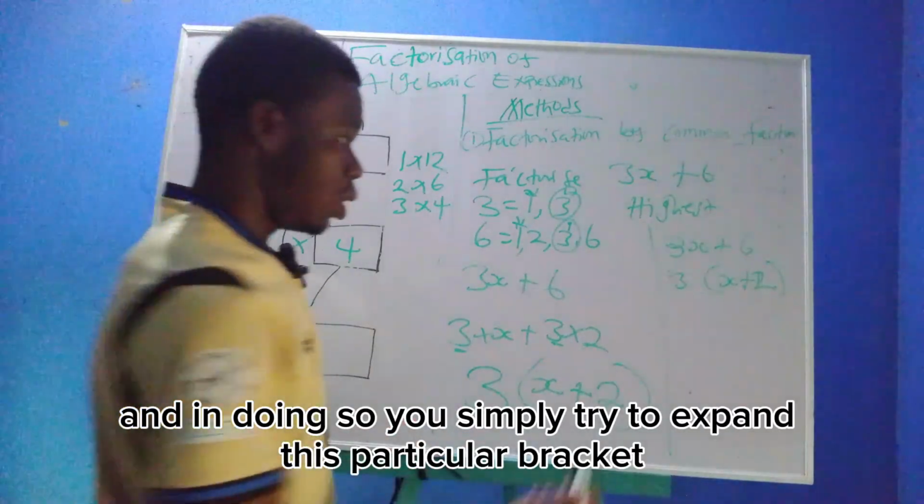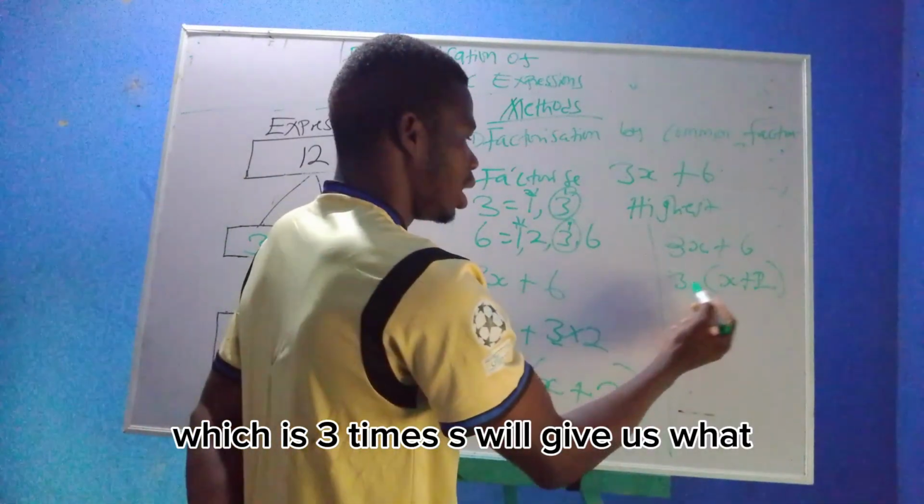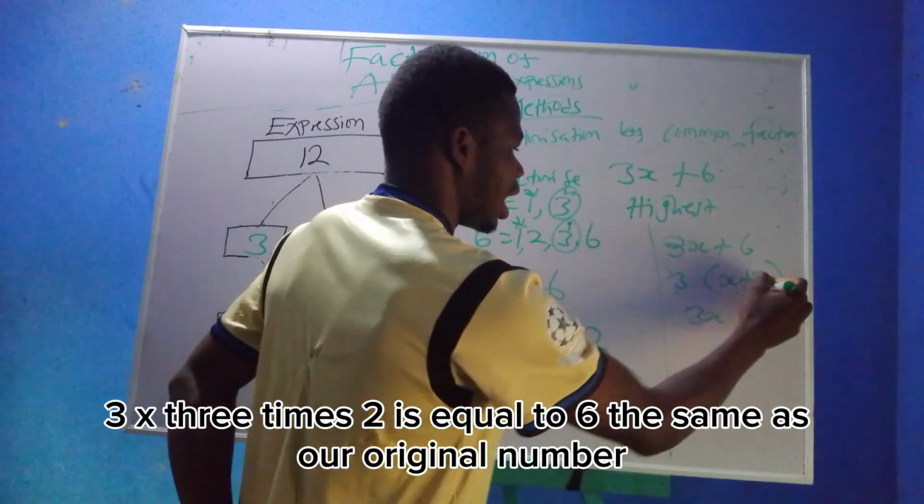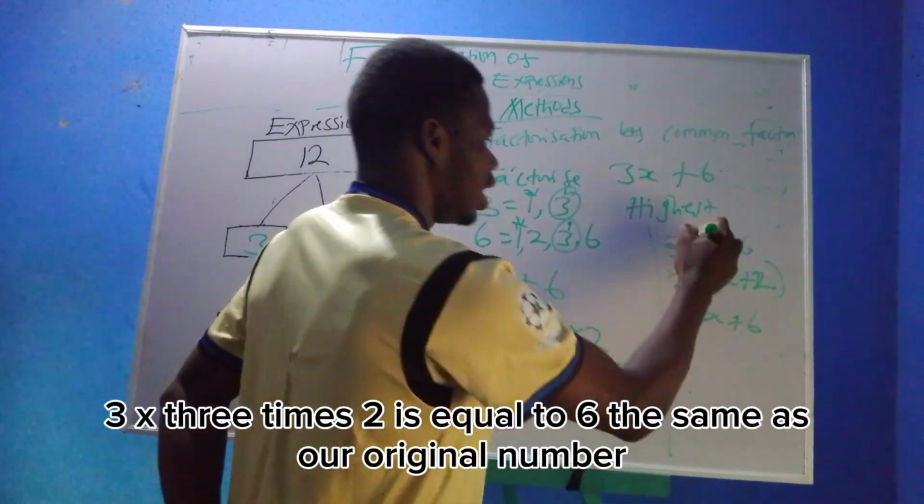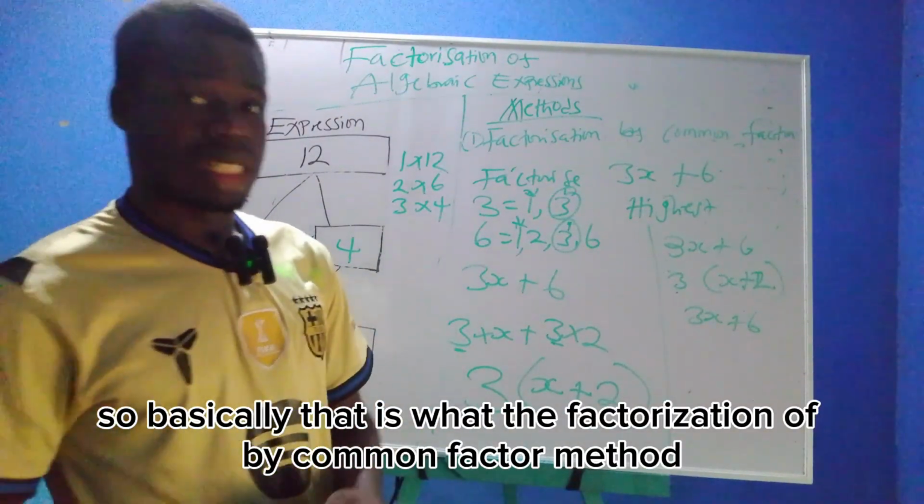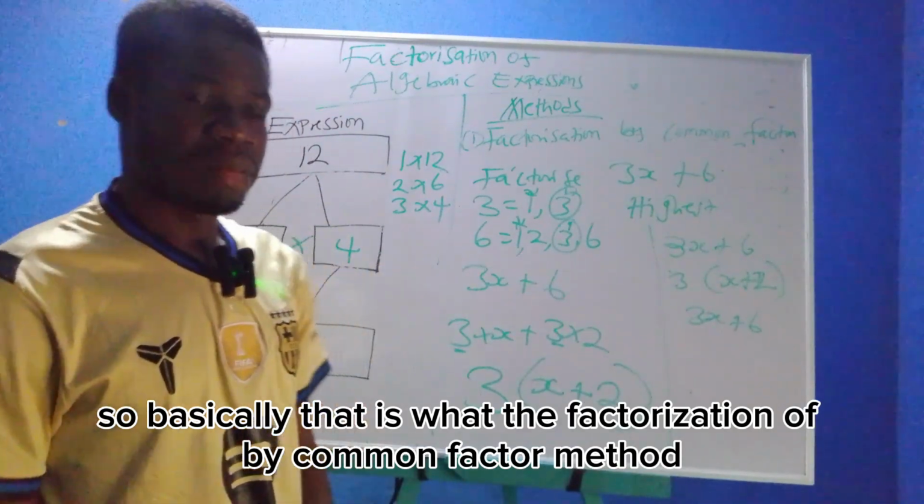And in doing so, you simply try to expand this particular bracket, which is 3 times x will give us 3x. 3 times 2 will give us 6, the same as our original number. So basically, that is what the factorization by common factor method is.